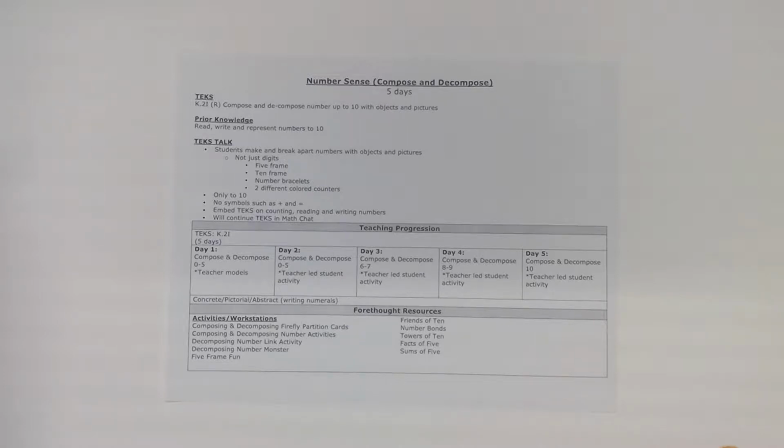Looking at composing and decomposing numbers. This is TK.2i. Students will compose and decompose numbers up to 10 with objects and pictures. We want to make sure that the students understand that these big words that we might be using, compose and decompose, simply mean to make or break apart a number.